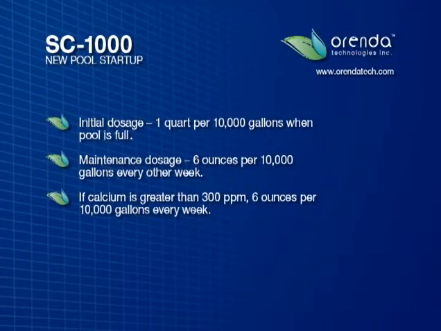Be aware that in many cases, the first quart per 10,000 gallons can have an impact on the free chlorine level, and adjustments should be made accordingly. It is important that this product be fully mixed at the startup dose before introducing any sanitizer if possible. We want to prevent the oxidation reaction as soon as we can from the point of fill if at all possible. The dosing instructions for SC1000 are 1 quart per 10,000 gallons and a maintenance dose of 6 ounces per 10,000 gallons every other week moving forward.